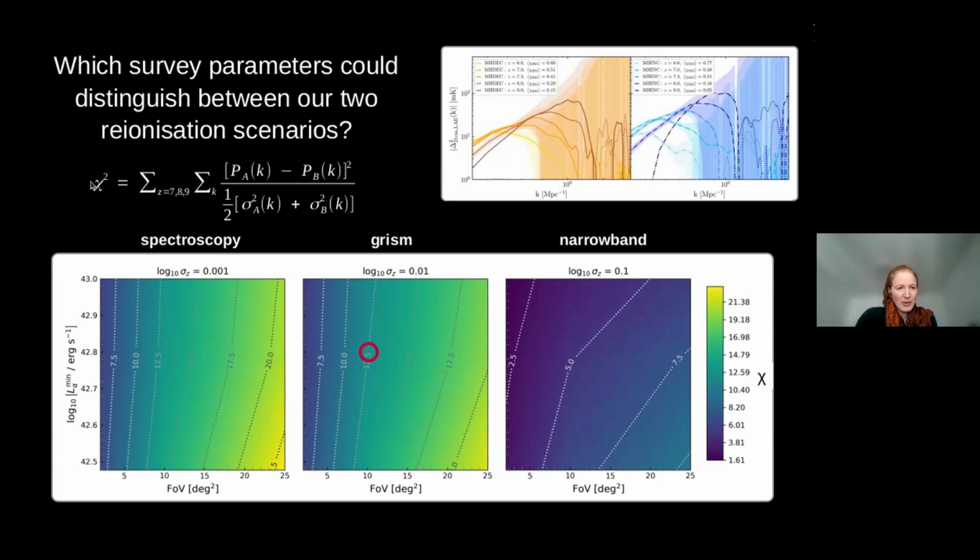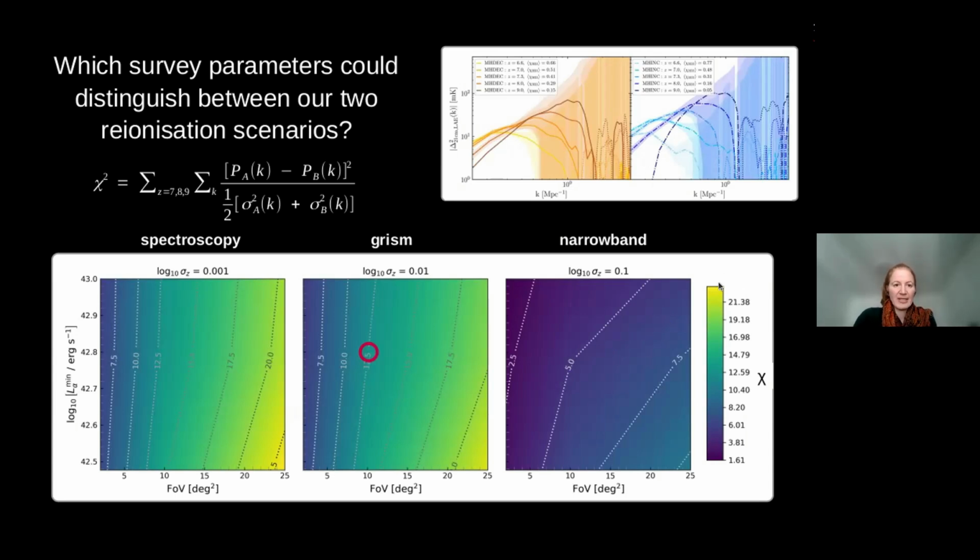Essentially, you compute a chi-squared, and I did it in this case just by summing over the cross power spectra at redshifts 7, 8, and 9. This is just to have a first idea, and it is very much in progress. But what you already see is, if you assume a redshift uncertainty that is spectroscopy-like, grism-like, or narrowband-like, for narrowbands we get rather low chi-squared values, which means that we cannot distinguish well between the two models.